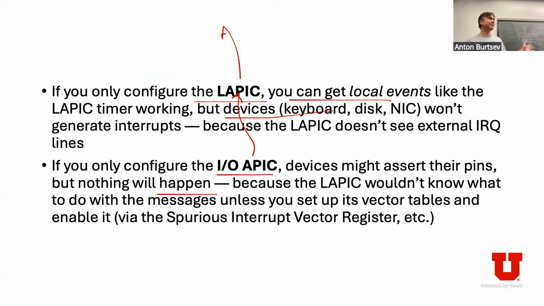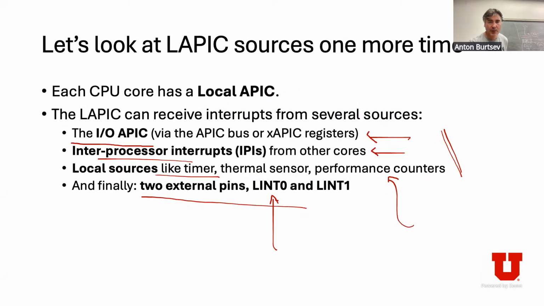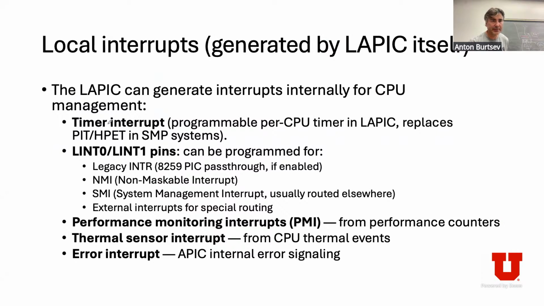Does this make sense? A little weird. And as I said, since there is one LAPIC per CPU, the IO APIC can deliver to different LAPICs. So let's talk a little bit more about it. Local events like timer interrupts, and there are multiple different timers.